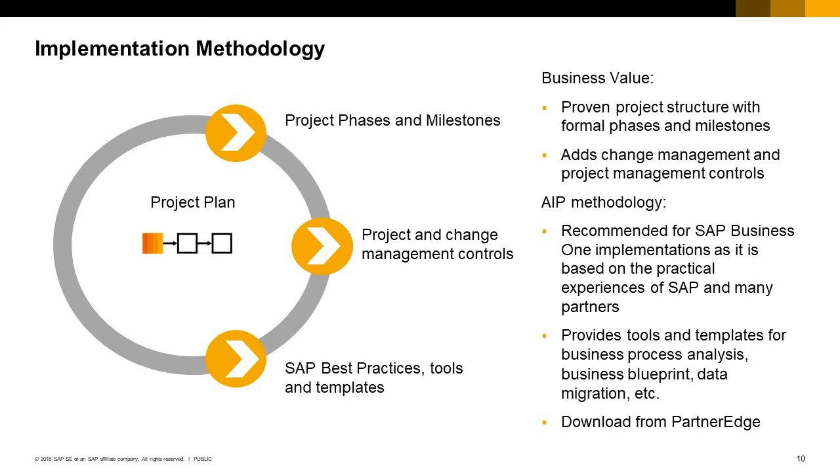SAP recommends the Accelerated Implementation Program, AIP, for SAP Business One implementations, as it is specifically designed for small business installations, on-premise and in the cloud, and is based on the practical experiences of SAP and many partners. The AIP methodology contains best practices, guides, tools and templates. The methodology and materials are available for you to download from SAP Partner Edge. All the tools and templates are provided in Microsoft Word or Excel format and you can modify to your own requirements. The flexibility to use all, or some of the methodology is up to you.